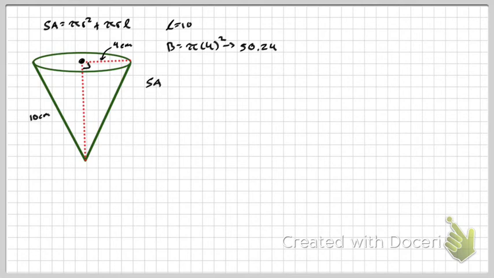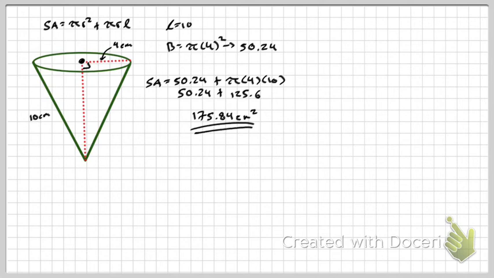So surface area equals 50.24 plus pi times r times l. 4 times 10 is 40. 40 times 3.14 is 125.6. So 50.24 plus 125.6 gives us 175.84 centimeters squared. Okay?